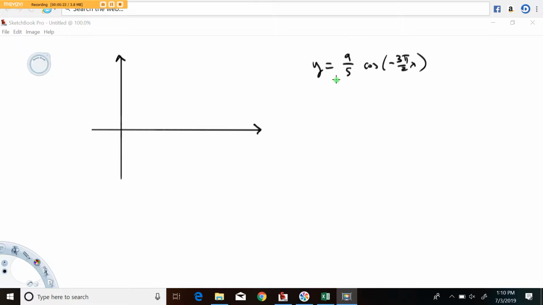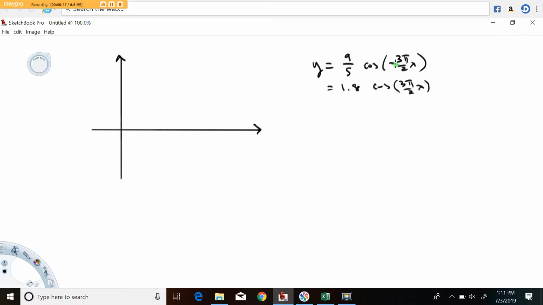What is 9/5 as a decimal? Is that 1.8? It's 1 4/5, yeah, 1.8. So if we wanted to, we could write this as 1.8 cosine of 3 pi over 2 times x.